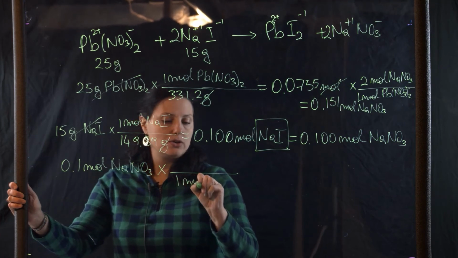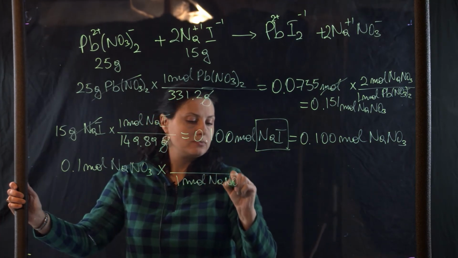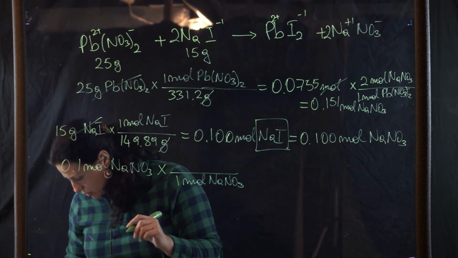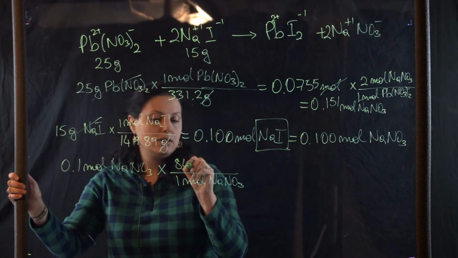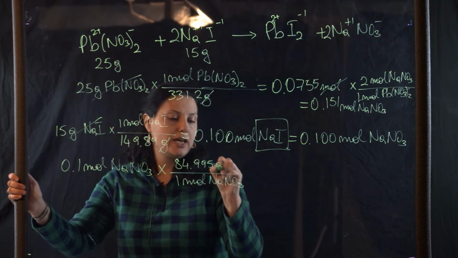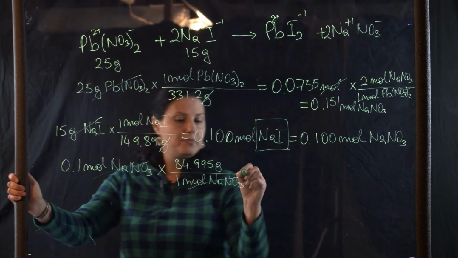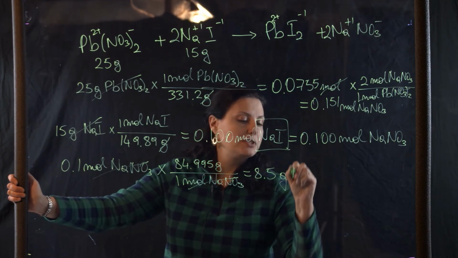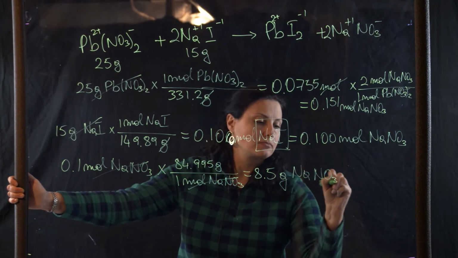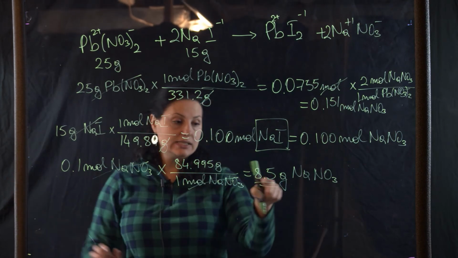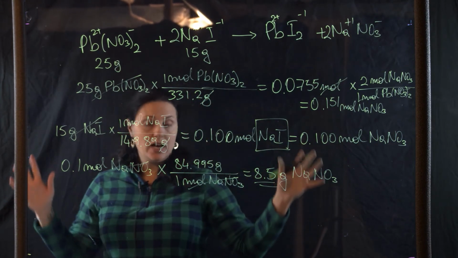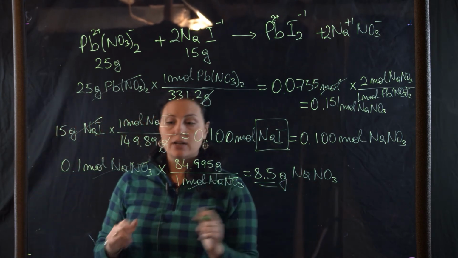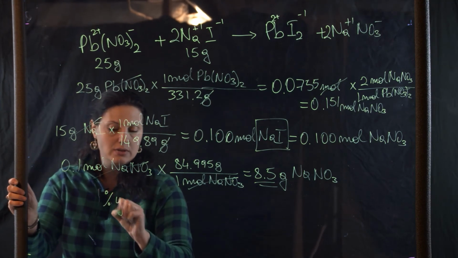So 1 mole of sodium nitrate weighs 84.995 grams. Moles will cancel, and this will give me, I'll just round, 8.5 grams of sodium nitrate. This is my theoretical yield. This is how much I should be getting if I get 100% yield, but I don't. It tells me that I only collected 6 grams of sodium nitrate, so I need to calculate the percent yield.